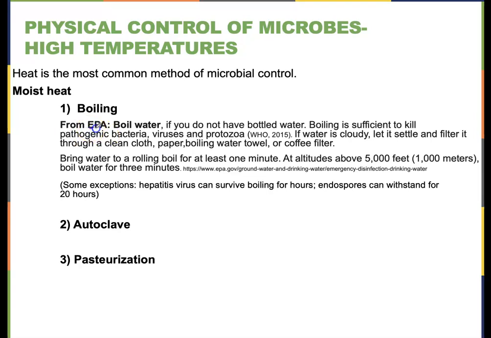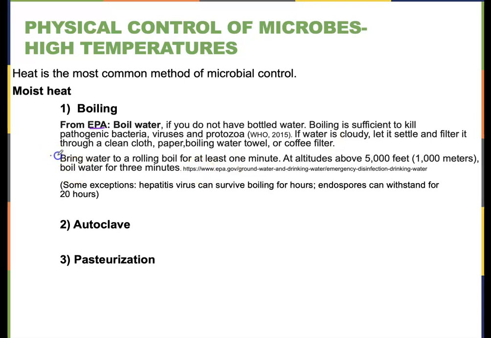I found this on the EPA website. So we live in California, there might be some kind of natural disaster where if you don't have enough bottled water and you have a water source, you might want to disinfect it. So what do you do? You can boil it. And from the EPA website, boiling is sufficient to kill pathogenic bacteria, viruses, protozoa. If the water's cloudy, let it settle and then just take the clear part of it.